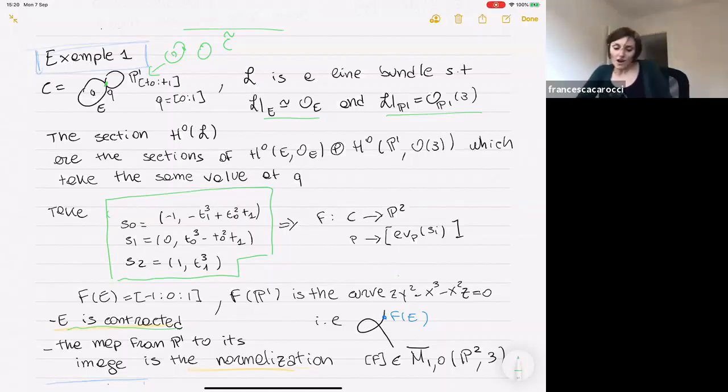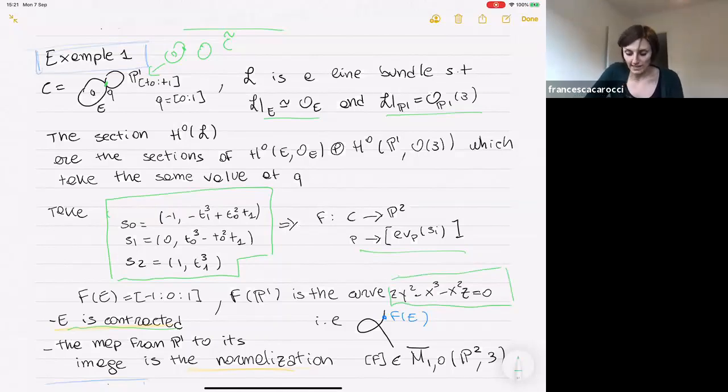And what happens if now we look at the map defined by evaluation of these sections? Well, what's happening is that the elliptic curve is contracted to a point, specifically the point (-1,0,1). And instead, the image of P1 is the nodal cubic with the equation zy^2 - x^3 - x^2 z = 0. And you can see that the point where the elliptic curve is contracted is actually not the singular one, it's just another point in our curve.